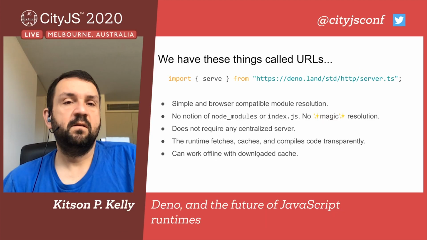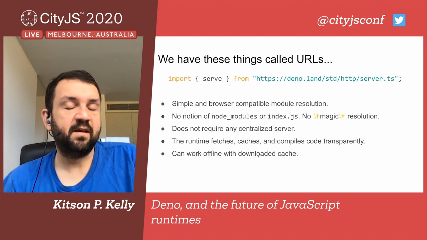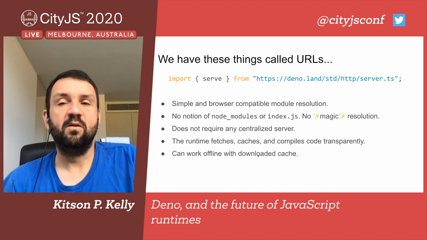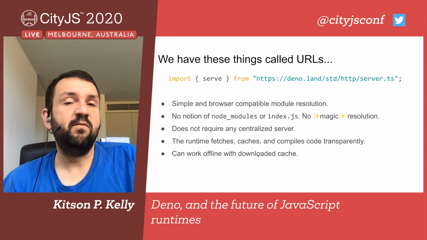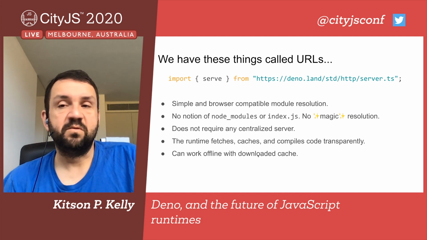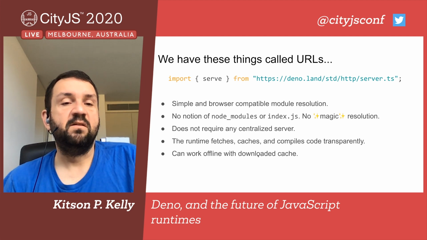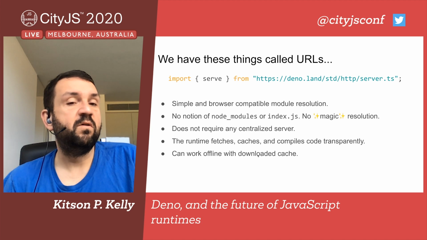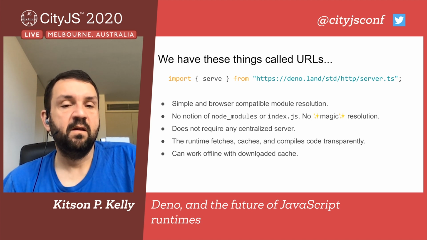One of the things that I think is probably the biggest mental shift for a lot of people coming to Deno is that we have these things called URLs. They've worked for us in browsers for a long period of time. I like to think of Deno as a browser for code. And so in the way that we specify modules, they are essentially fully qualified URLs. And so there's no notion of node_modules or index.js. There's basically no magic resolution.